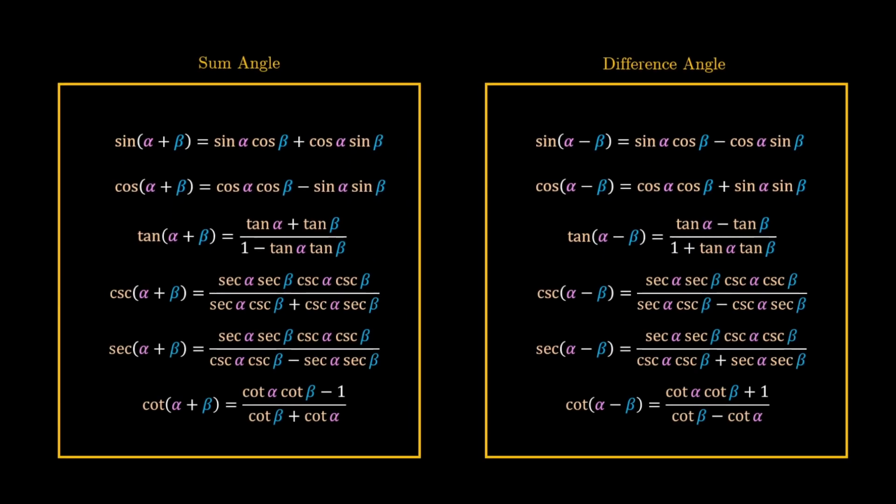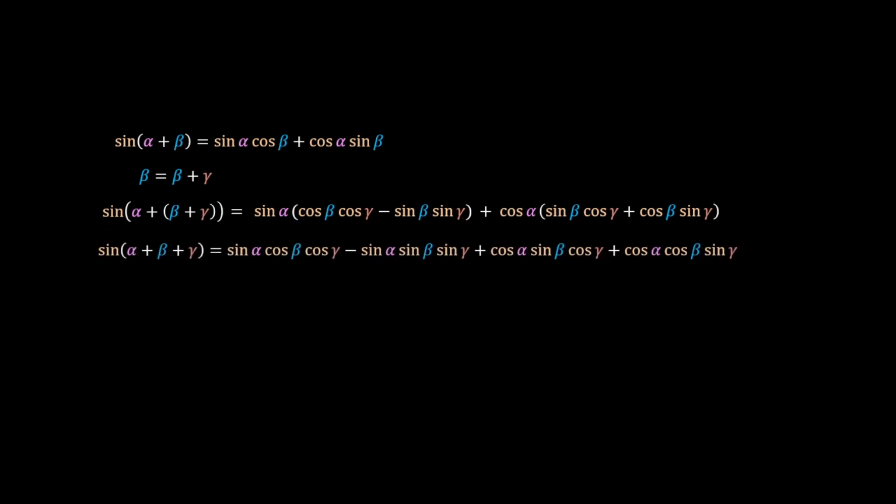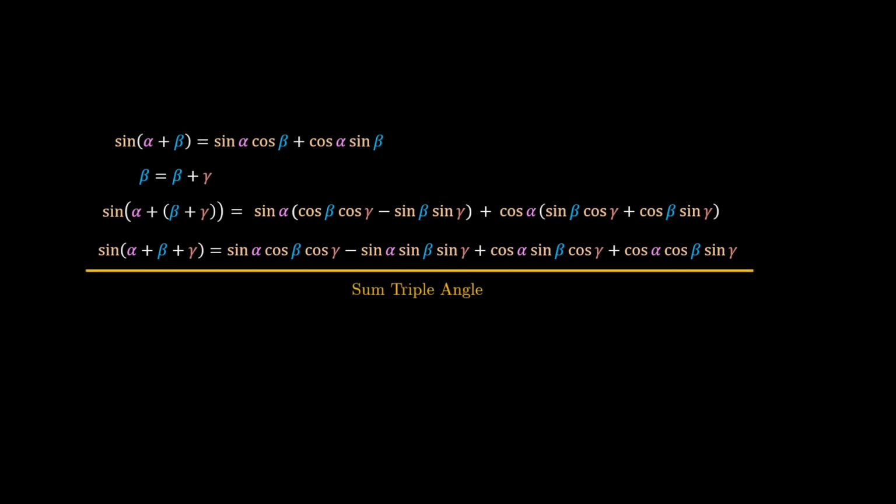Now, for a moment, let's focus just on the sine sum angle. If we let beta equal beta plus gamma, plugging that in, we can see that this equals sine alpha times cosine beta plus gamma plus cosine alpha sine beta plus gamma. Well, cosine beta plus gamma is the cosine sum angle, so we have this formula from our previous discussion. And similarly, sine beta plus gamma is the sine sum angle, so we have this formula. Plugging it in, we get the following. Now we're going to substitute for sine and cosine, and we get this. And this right here is the sum triple angle for sine. Triple angle because we are summing alpha plus beta plus gamma.